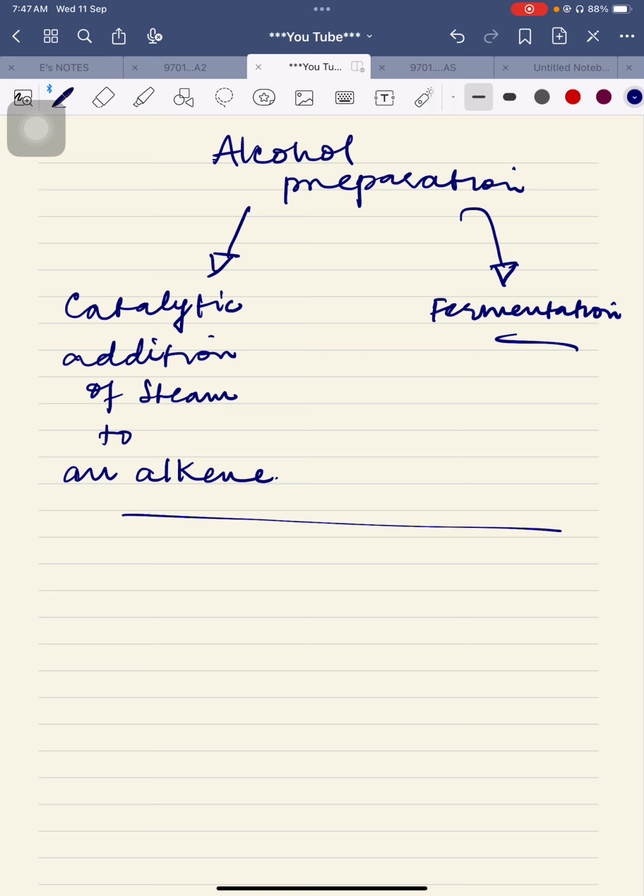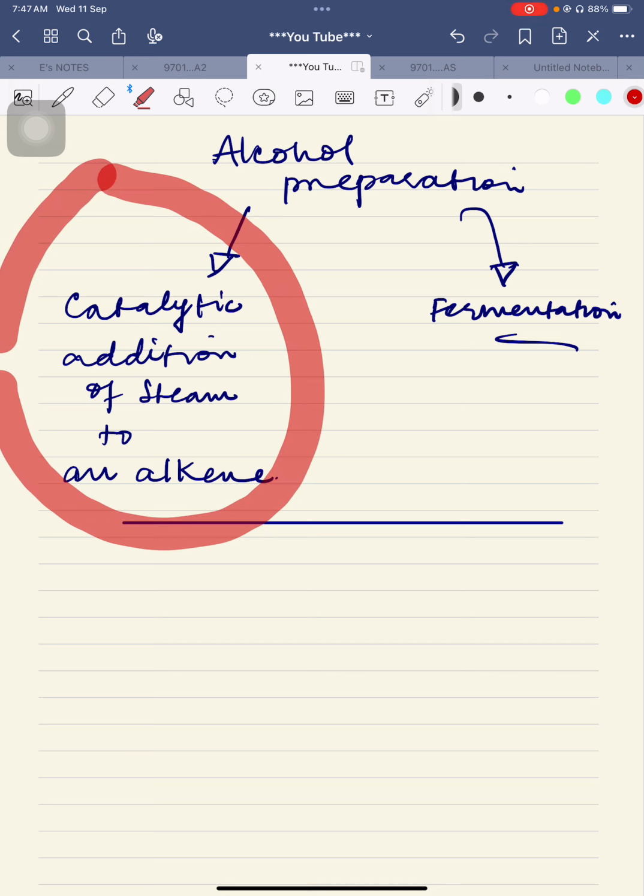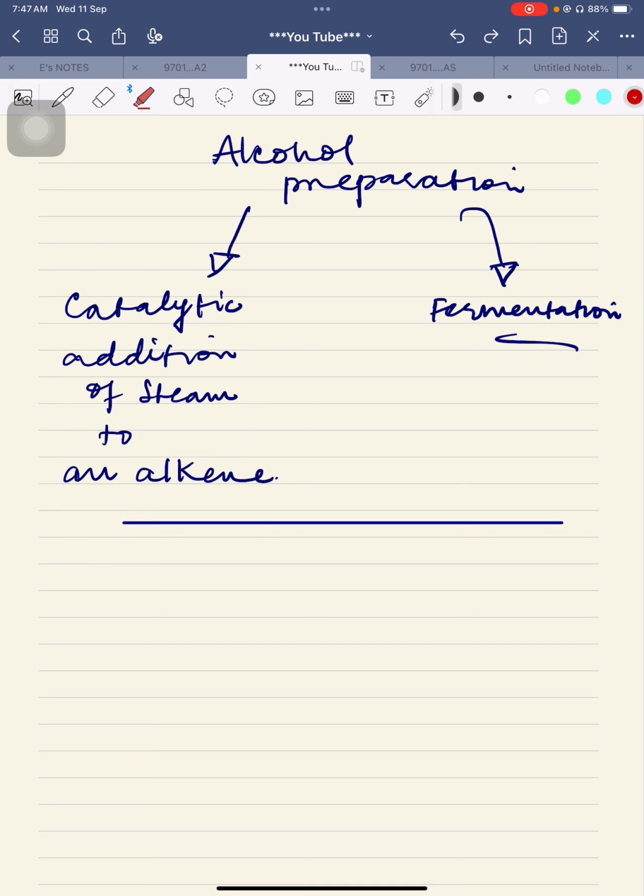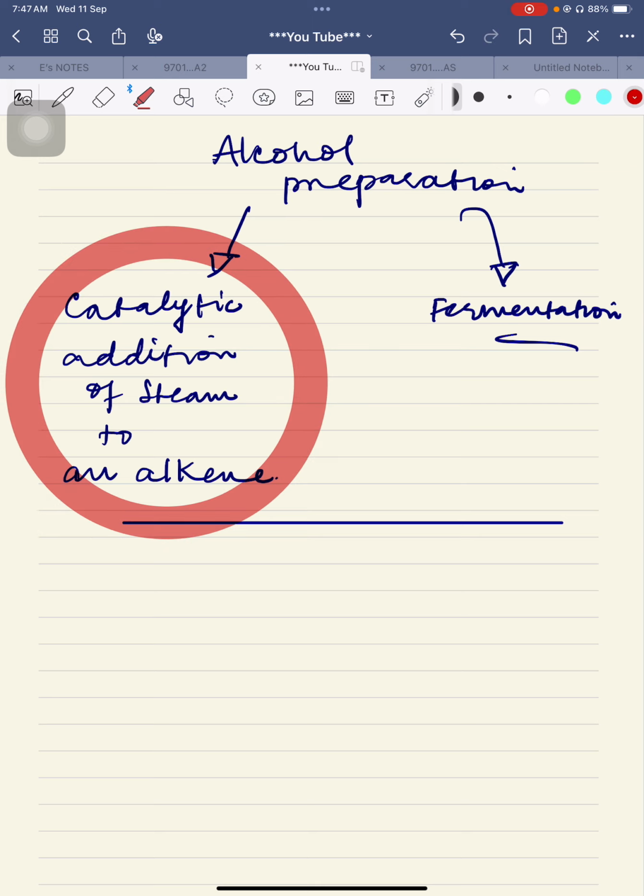Now first of all we are going to check this catalytic addition. How is this catalytic addition of steam going to make an alcohol from an alkene? This is the same topic which we have done in case of alkene, when we were adding steam across the double bond of an alkene. For example, it is a two carbon atom chain, and it is an alkene, and it has two hydrogens on one side and two hydrogens on the other side. We are going to add H2O. Remember, it is a gas here because it is steam.